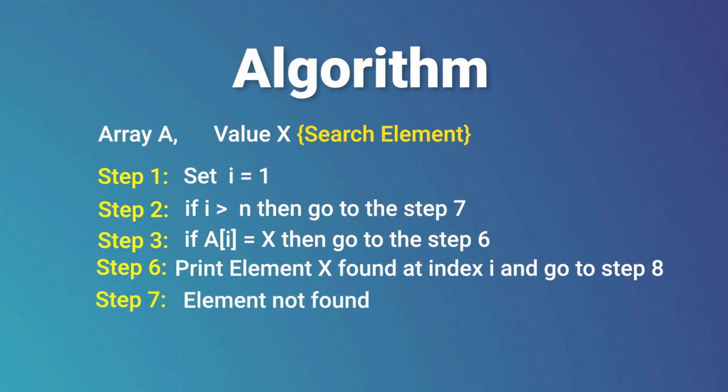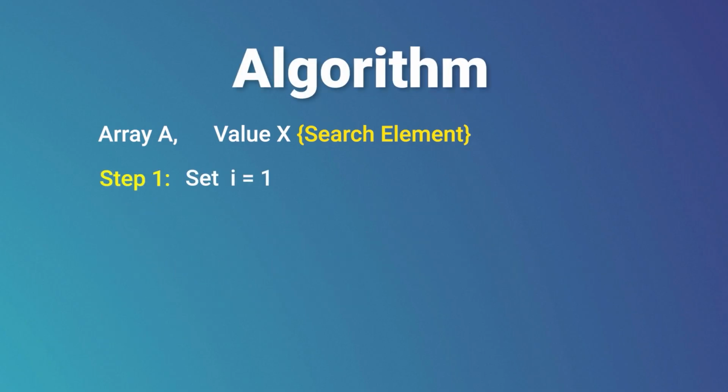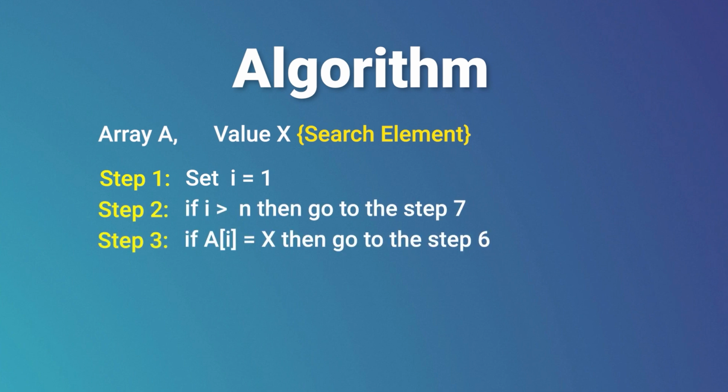In step number 6, we simply print the message that we have found x at the position i, and then we go to step 8, which is the exit step. Once the match is found, further searching is not required. Therefore, if the match is found in the first element itself, we will exit the algorithm.